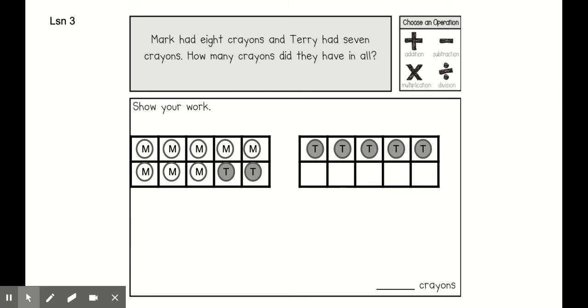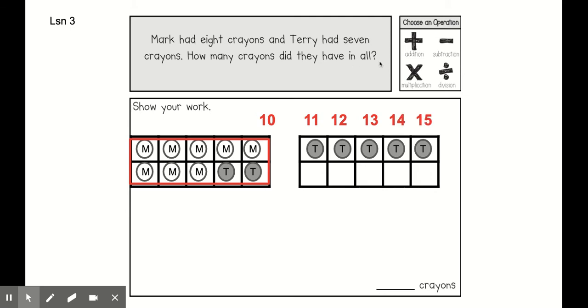So the neat thing about using a 10 frame is that this is 10. And once you have filled up that box, you know you have 10. And you can count up from there. 11, 12, 13, 14, 15.